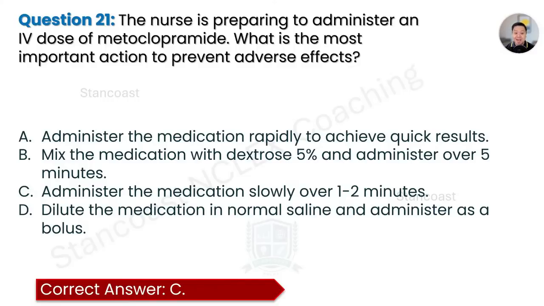And in addition to that, the standard recommendation is to administer it over 1 to 2 minutes, not longer. Letter D is another incorrect option. We know that administering the medication as a bolus can lead to a rapid exposure of the drug, and it will lead to an increased likelihood of the adverse effect. So bolus administration is not recommended for this medication.